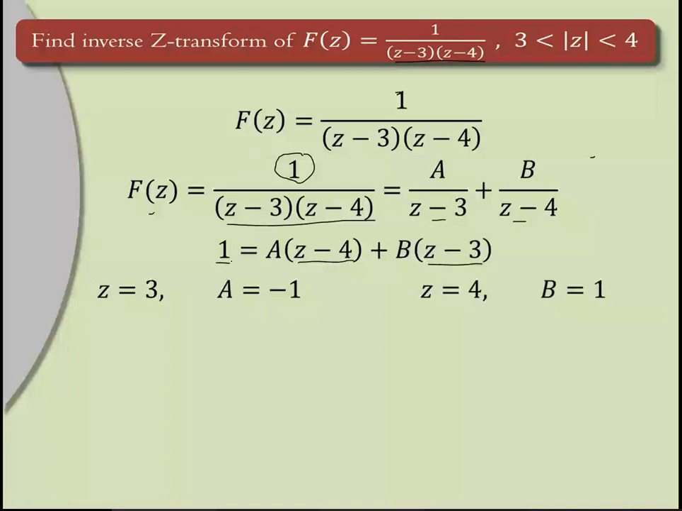Put these values back into f of z. So f of z becomes a, that is minus 1 by z minus 3, plus b is 1, it is 1 upon z minus 4.